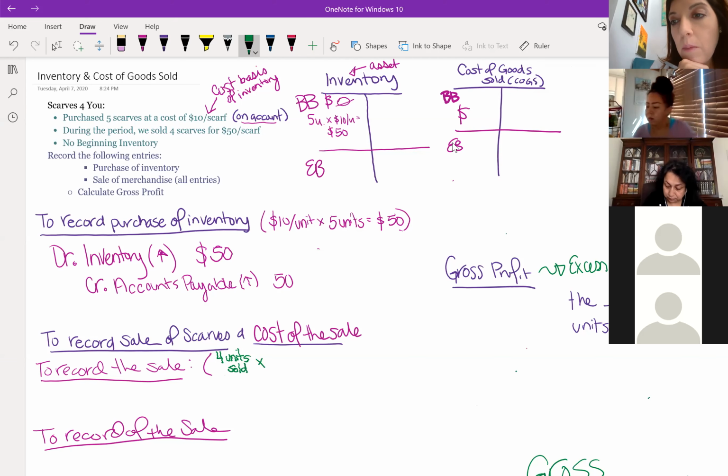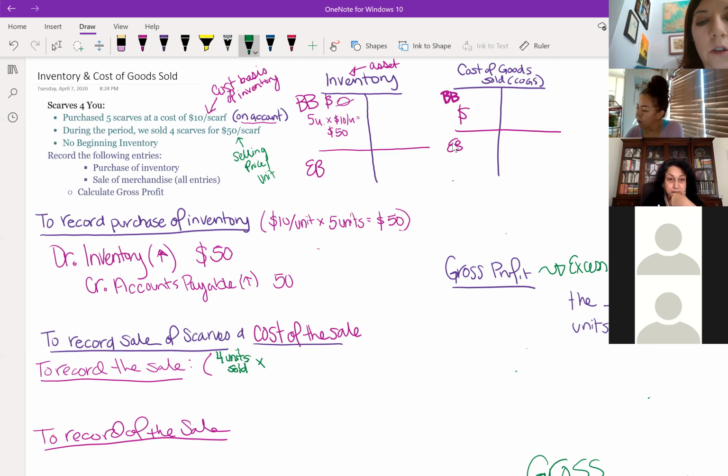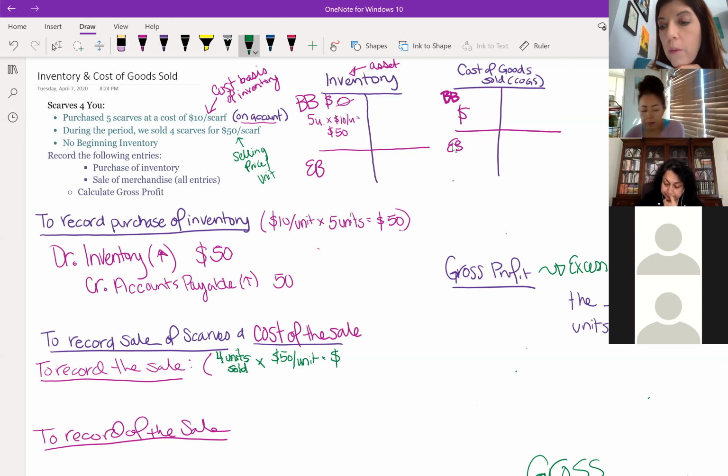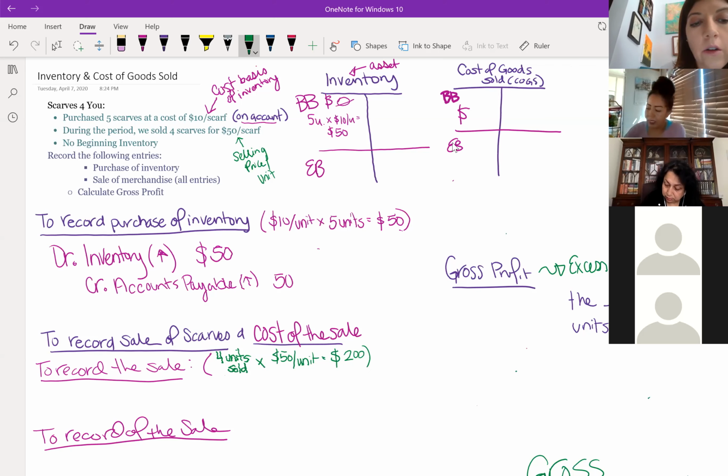And when I sell something, I'm going to record it at what? The selling price. So each of those 4 scarves were sold for $50 per scarf, or $50 per unit. So in total, how much am I going to recognize as revenue from this sale? $200, correct. And it doesn't say if it was on account or for cash, so let's just say it was a cash sale.